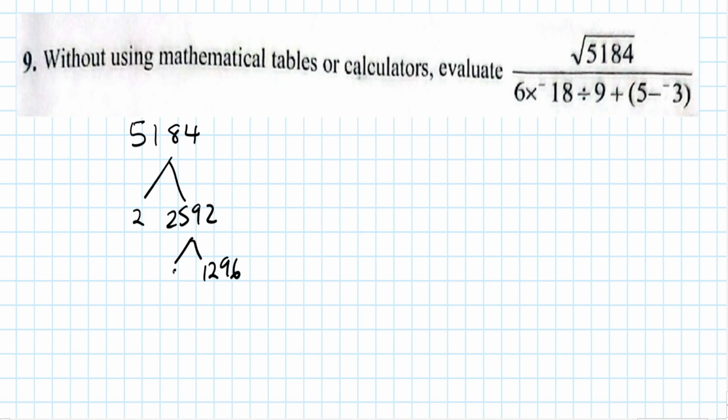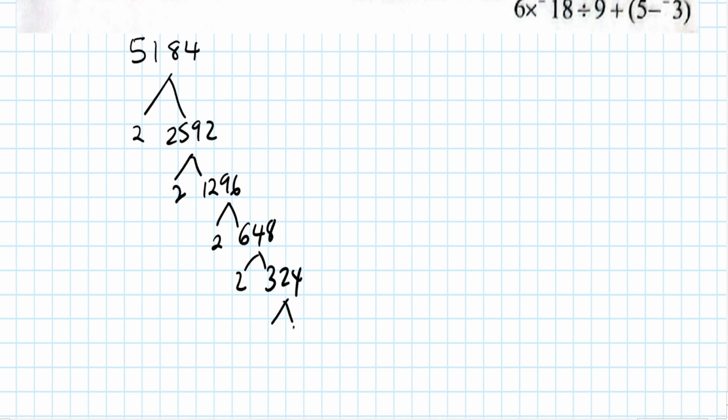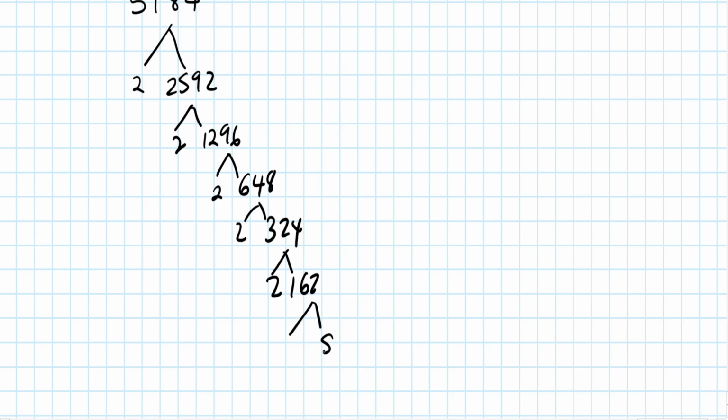Then divide by 2. Obviously, you're going to get 648. Then divide by 2. You're going to get 324. Okay, then divide by 2 again. 324 divided by 2 is 162. And then obviously divide by 2 again. It gives you 81.